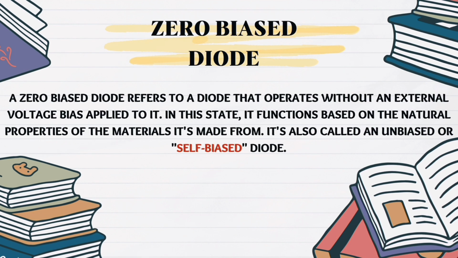The last one is zero biased diode. A zero biased diode refers to a diode that operates without an external voltage bias applied to it. In this state, it functions based on the neutral properties of the material it's made from. It's also called as unbiased or self-biased diode.